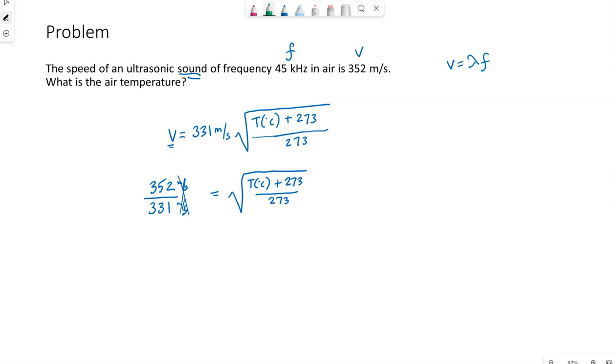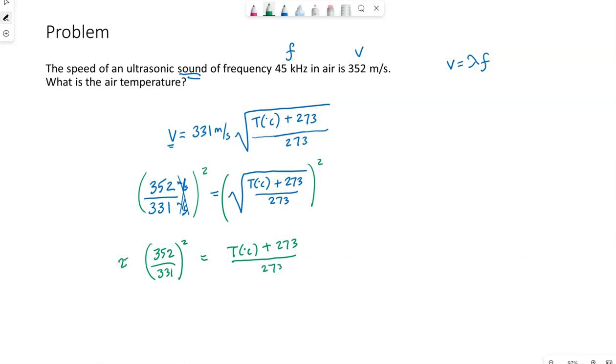To get rid of this square root, I'll go ahead and square both sides. So this ratio of 352 over 331 squared will equal the temperature, well, everything that was under the square root. So if I multiply the 273 to the left side and then subtract this 273, this is going to give us our temperature.